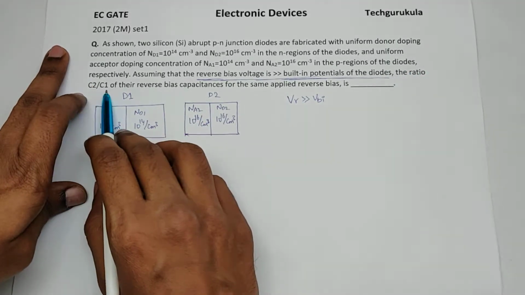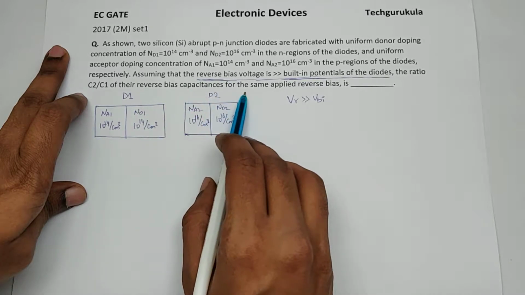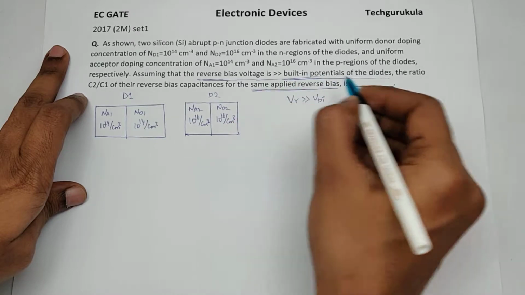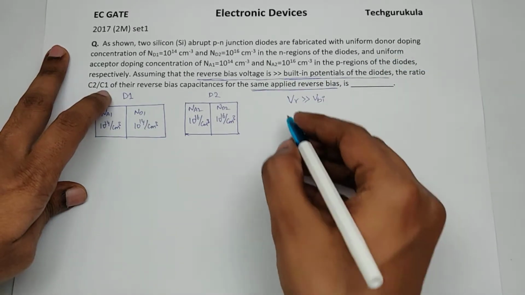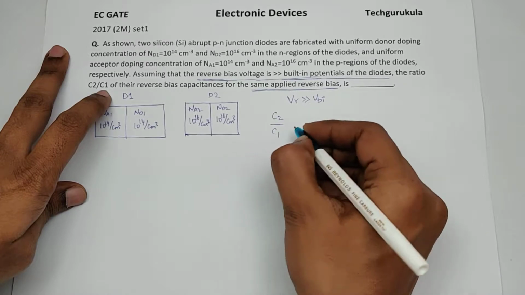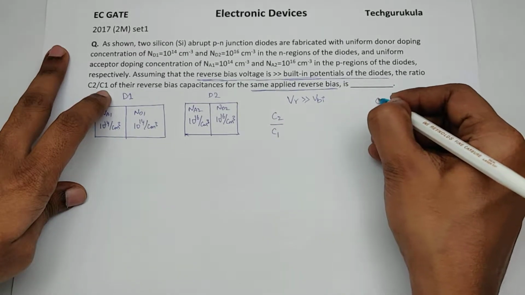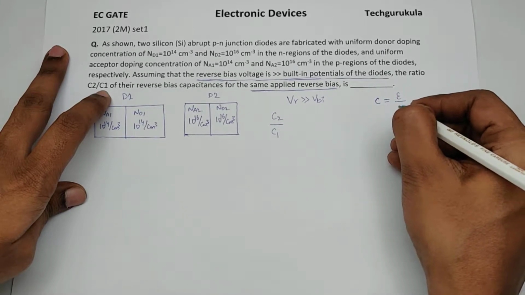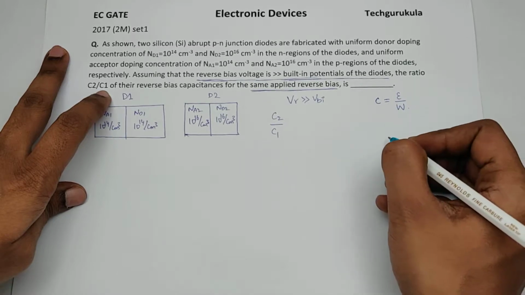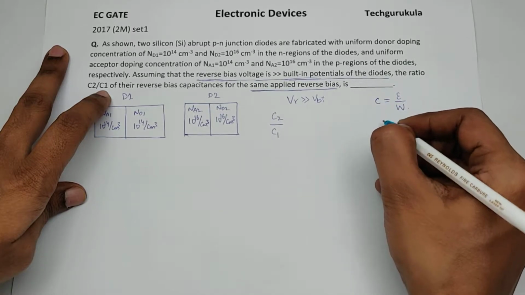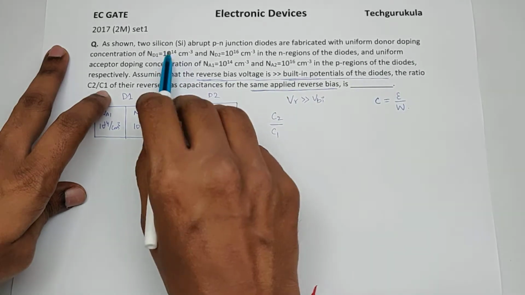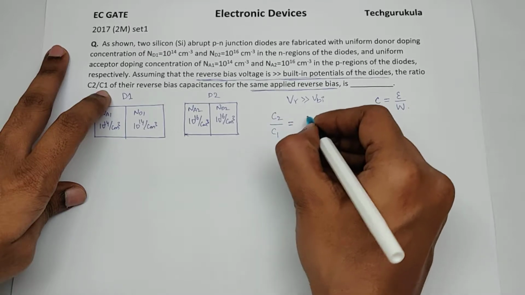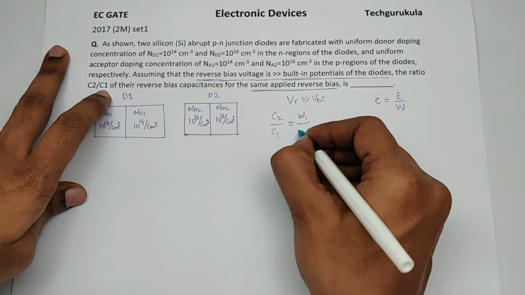The ratio C2 by C1 of their reverse bias capacitances for the same applied reverse bias. So same applied reverse bias is given. Now C2 over C1. First of all, the junction capacitance per unit area is epsilon over W, the depletion width. So if I take C2 over C1, epsilons get cancelled because both are made of silicon. So epsilons will be exactly same, they get cancelled. So C2 by C1 will be equal to W1 over W2.